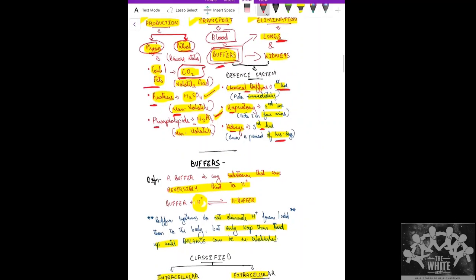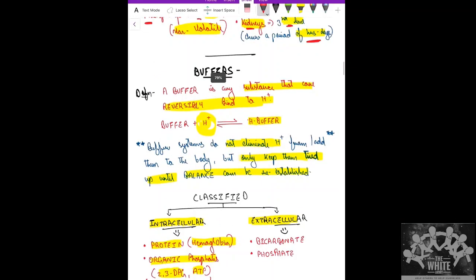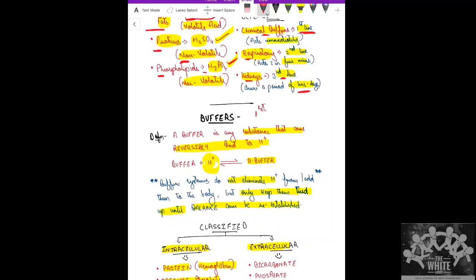Now, firstly, we'll see what buffers are and the role of buffers. These were the first line agent, which acts immediately. Once acid is produced into the blood, the buffer acts. There is a store of buffer in the blood, so they act immediately.